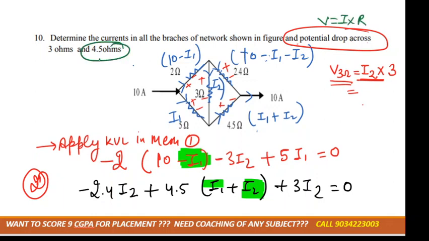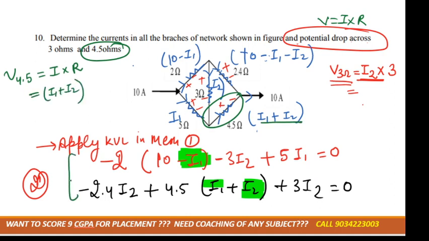Again, if we need to calculate the voltage across 4.5, that is I multiplied by R. In 4.5, how much current is flowing? That is I1 plus I2. So after solving this equation, we'll get the values of I1 and I2 as well. And R is how much? 4.5. We can substitute it, then we'll get the voltage across 4.5 ohm. Clear?